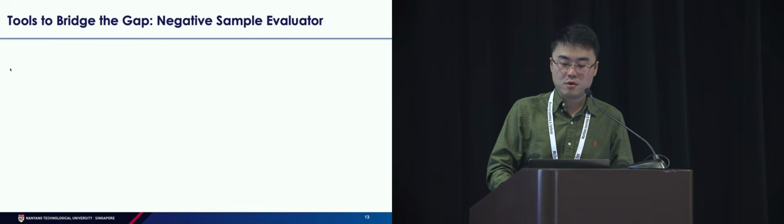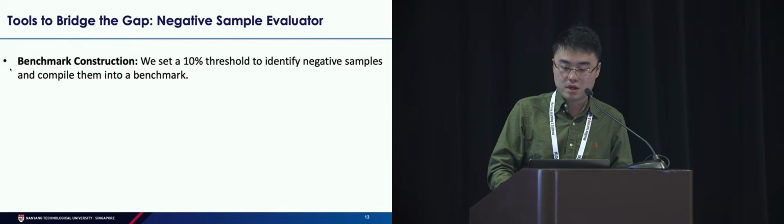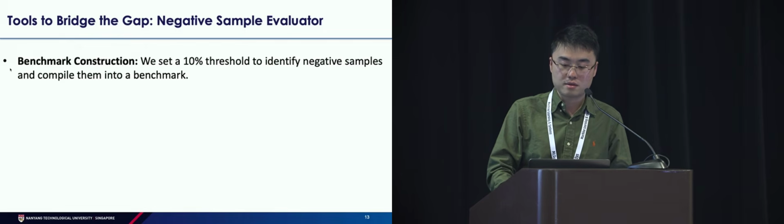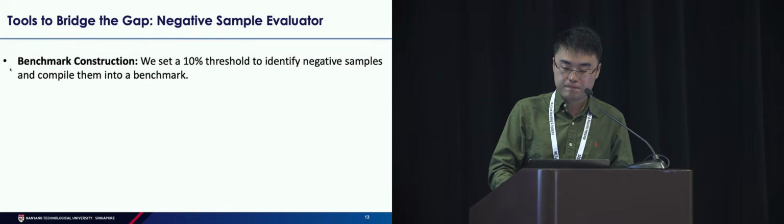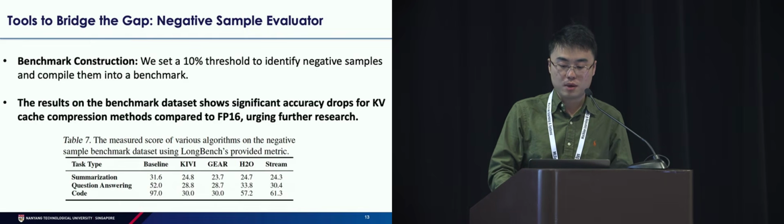Another tool is the negative sample evaluator. We established a 10% threshold to detect negative samples and incorporated them into a benchmark as our negative sample evaluator. This table shows the measured scores of various algorithms on this benchmark. The empirical results show significant drops across different task types, particularly in summarization and question answering. This stresses the importance of developing more robust solutions to enhance accuracy and reliability on these specific task types.